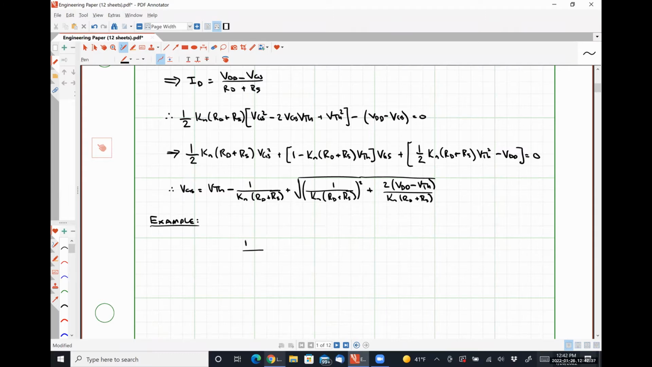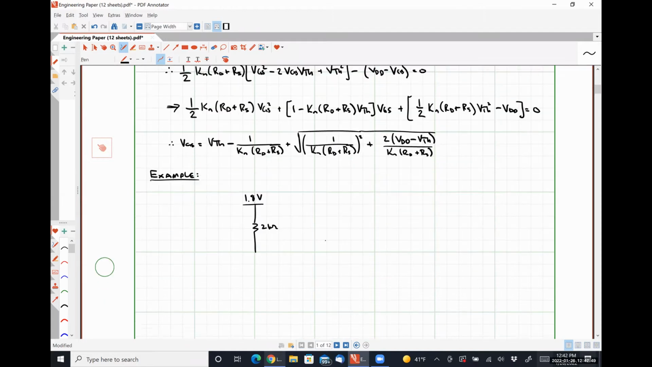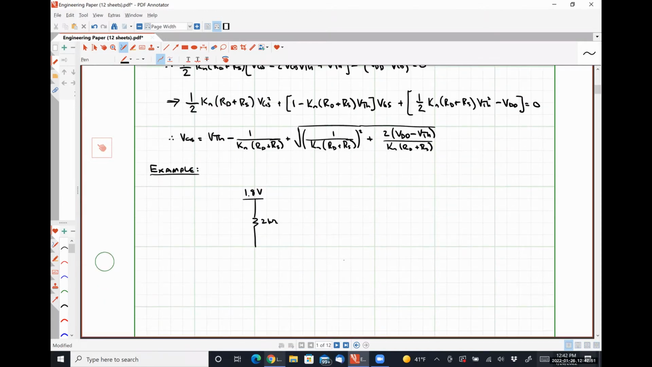Let's say that we have a 1.8 volt supply voltage, a 2 kilo ohm drain resistance, I might have to make this thing a little smaller than I wanted to, a 500 ohm source resistance, and our gate feedback resistor, let's say it's a 20 kilo ohm resistor. Like so.